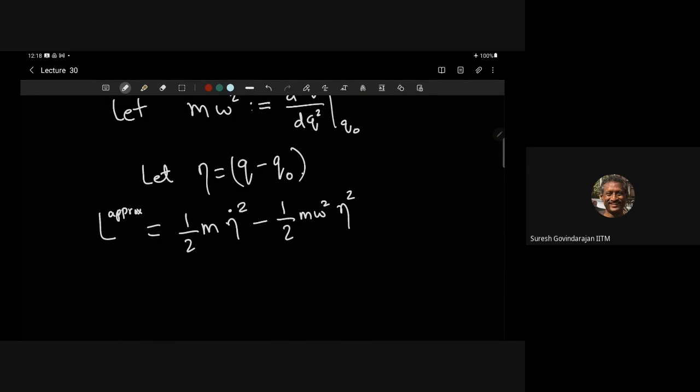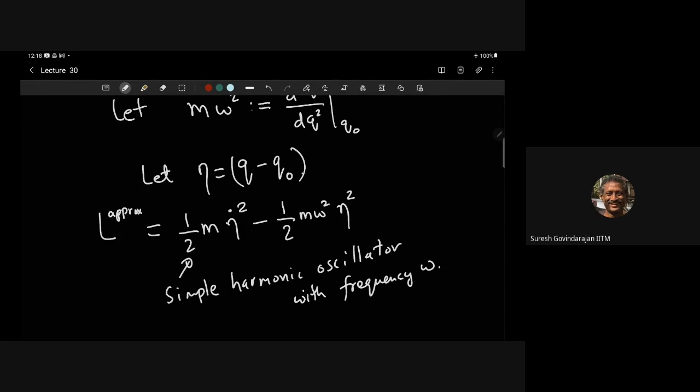So now the Lagrangian behaves like a simple harmonic oscillator with frequency omega. Okay, is this clear?